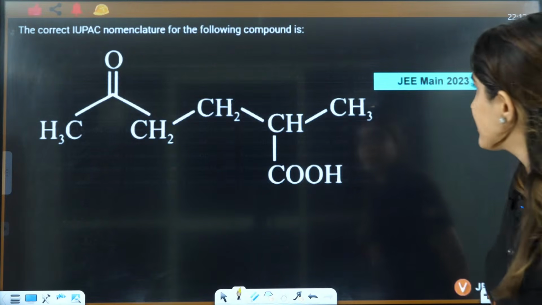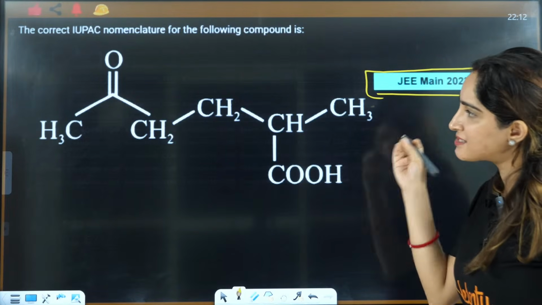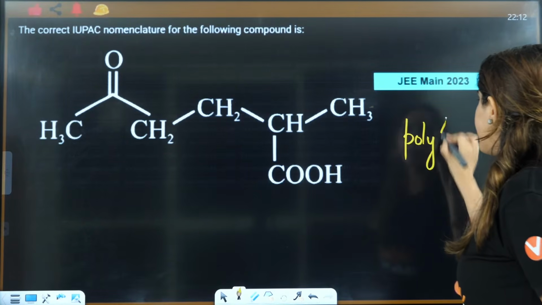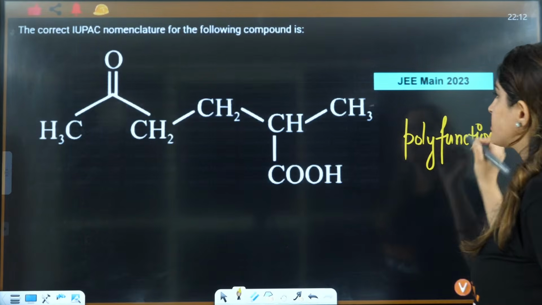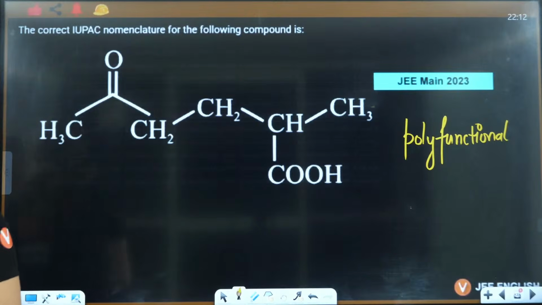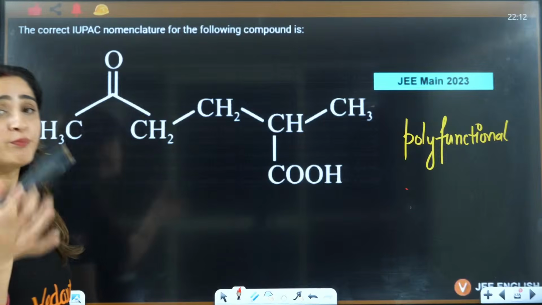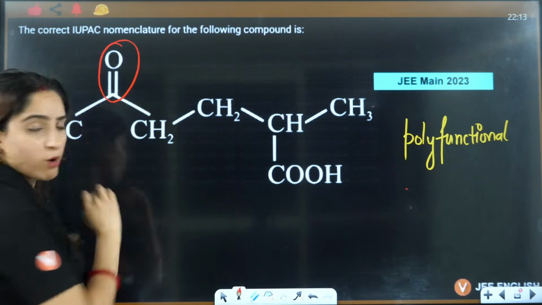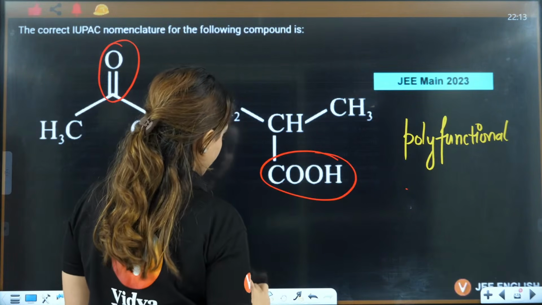The correct IUPAC naming, this they have asked in JEE 2023. Tell me, beta, is this from polyfunctional group? Yes, ma'am, it is from polyfunctional group. Okay, this is from polyfunctional group, right? So firstly, I will give the homework as well, don't worry. Firstly, let us see what direct IUPAC they ask, okay? So this will be C double bond O, right? And this one will be COOH, right?